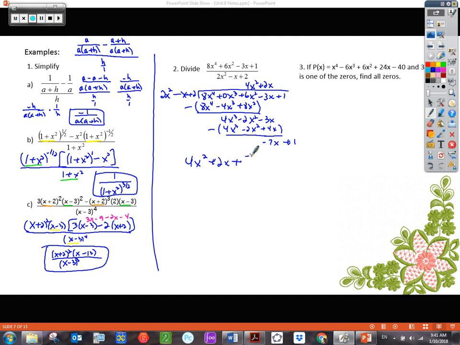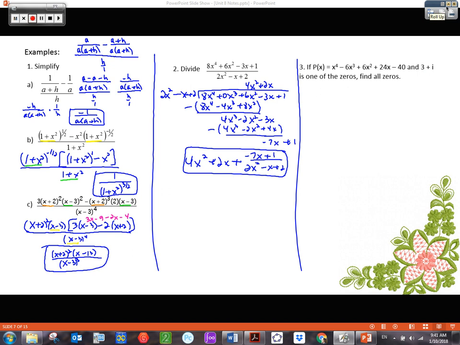Then I put the remainder, which is negative 7x plus 1, over the divisor, which is 2x squared minus x plus 2. That's how I need you to write your answers for division. Just like that. The whole part plus the fractional part. Okay? Hopefully that's a good reminder on division. Are we okay with that? Okay, the last problem.